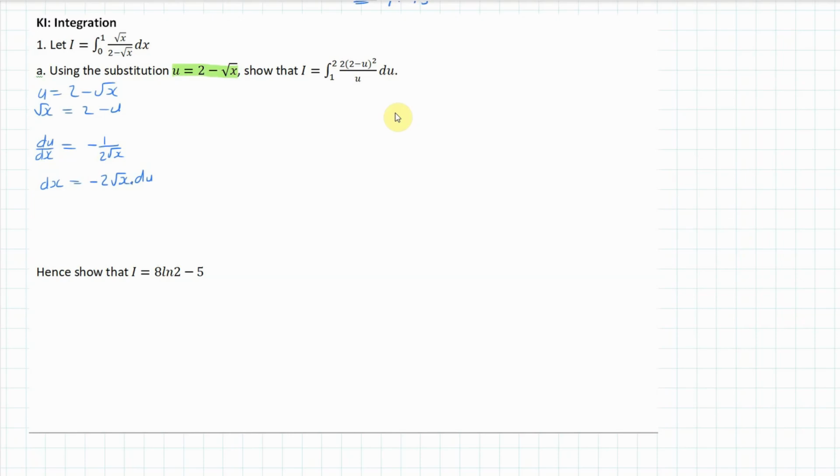Okay. Now we're pretty good to go, I think. So we know that I is equal to the integral with limits 0 and 1 of square root x over 2 minus square root x dx. The first step is you can see that this here can be replaced with that.